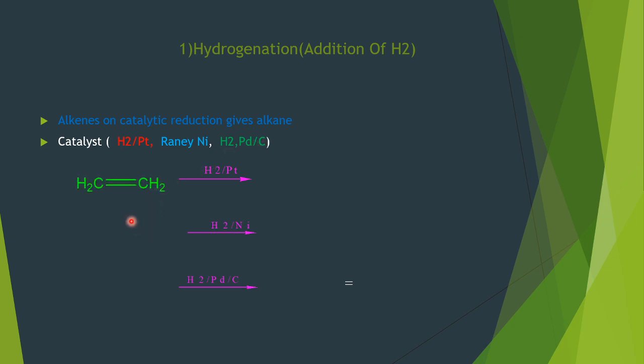Now the first example is an alkene, that is ethene. Ethene on catalytic reduction gives what? Alkane. Now ethene on catalytic reduction in presence of H2 and platinum gives what? We will see here what is the product.